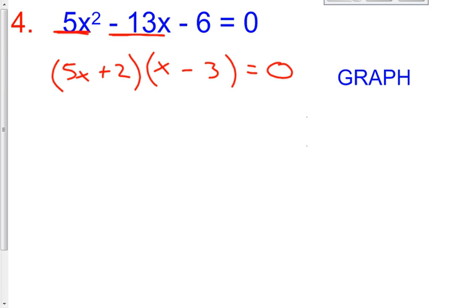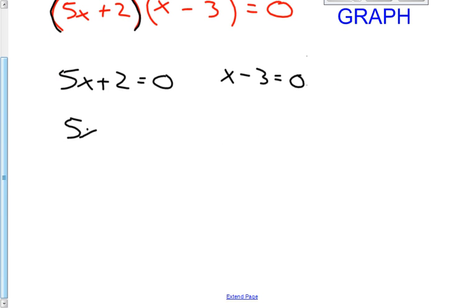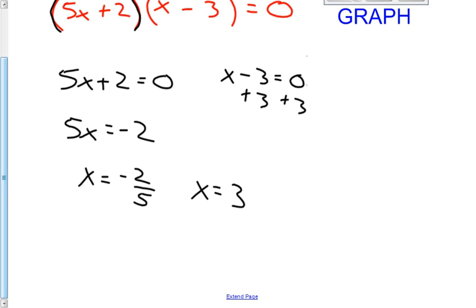All right, so now each of these factors we have to set equal to 0. So 5x plus 2 equals 0, and x minus 3 equals 0. Let's solve both of these for x. By subtracting 2, we get 5x equals a negative 2, and dividing by 5, x equals a negative 2/5. There's one of your answers, and then our other one is obviously just adding 3 to both sides, so x equals a positive 3. Those are your two answers.